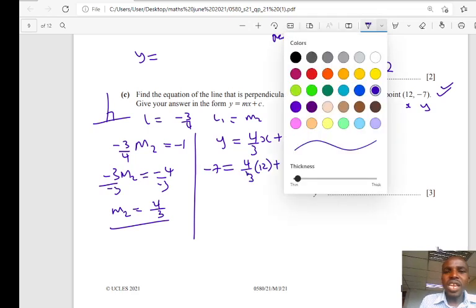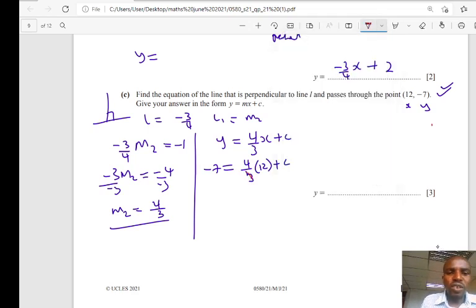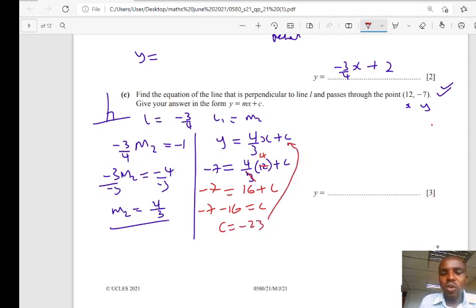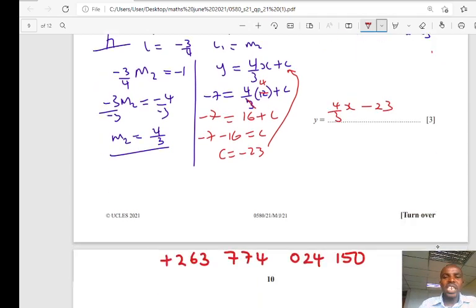Then here, 3 into 12 is 4. It will be minus 7 is equal to 4 times 4, which is 16, plus c. Then minus 7 minus 16 is equal to c. Minus 7 minus 16, what do you get? Minus 23. So you just substitute. It will be y equals 4 over 3 x minus 23. That's the equation of the line perpendicular to L.